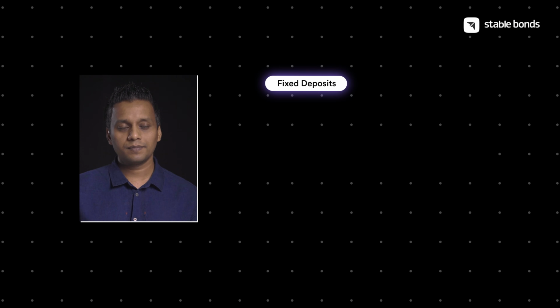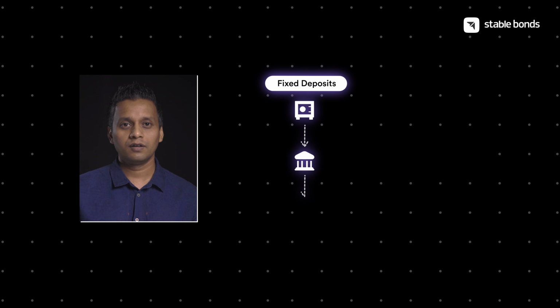The first video of the series will broadly cover the basics of bonds. So the first question, what are bonds? Bonds and fixed deposits are very similar assets. In FDs, you make a deposit to a bank for which it promises a return and principal after the tenure.